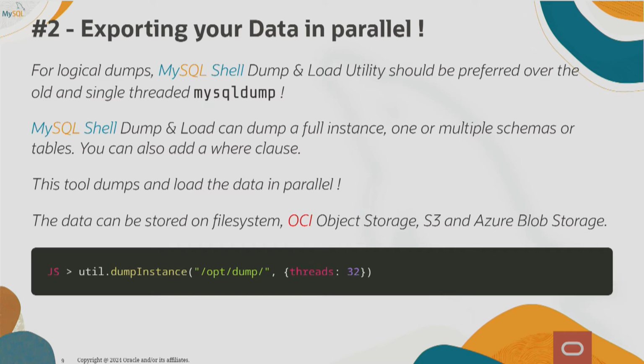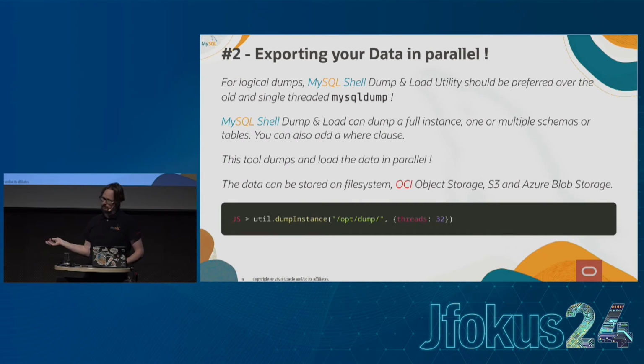Number 2. Usually when you're a developer, you want to create data and then play with the data. So exporting data in parallel can make this much faster. Developers usually use logical dumps, logical backups, not the ones you use in production, which are physical backups. To do that, if you are familiar with MySQL, you are using mysqldump. Forget about it also, and now use the MySQL Shell dump and load utilities. This will make it much faster. You can use parallel threads, and so this is very good.